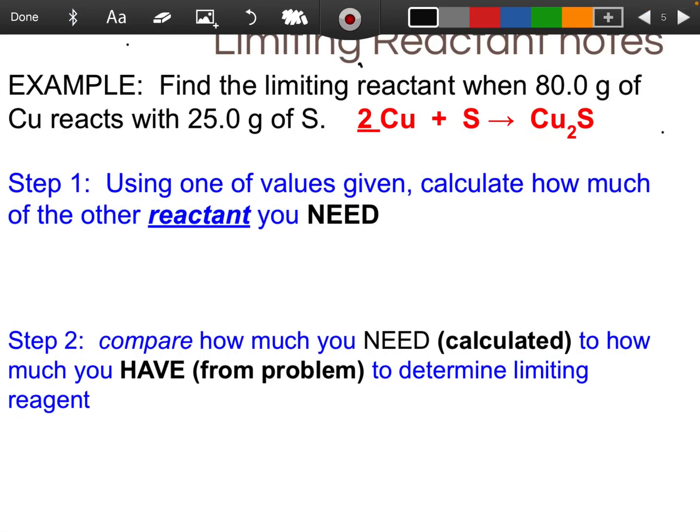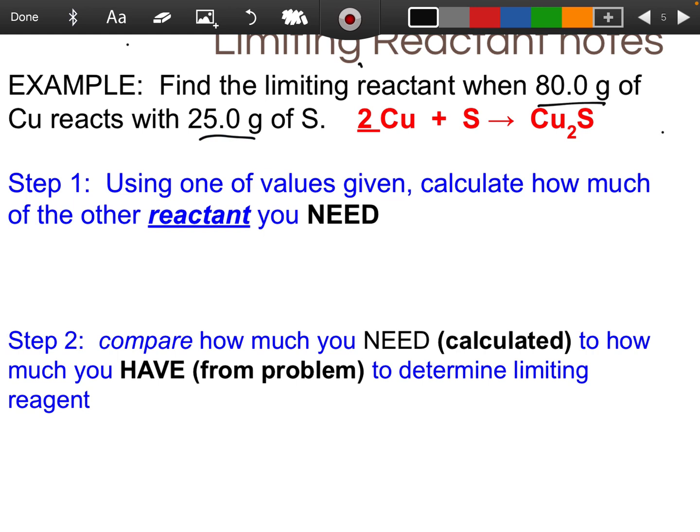Right, this is an explanation of limiting reactants. This is the example that we went through in your notes, but if you need a verbal explanation, this is a good reminder. So remember, with limiting reactants, you will be given the amounts of both reactants in the problem, so you actually have two numbers instead of one. It doesn't matter which one you start with. I usually start with the first one just because it's first, but it really doesn't matter.